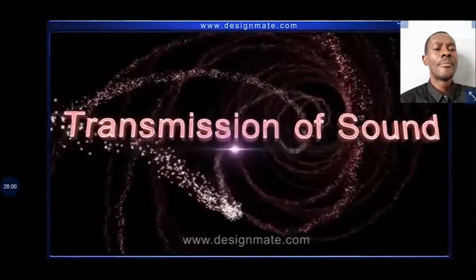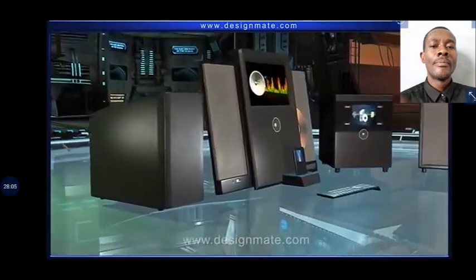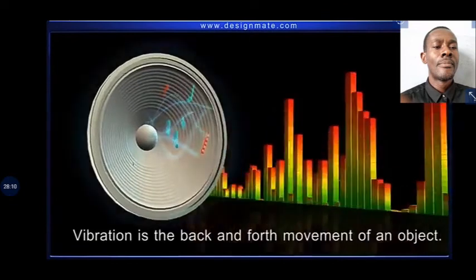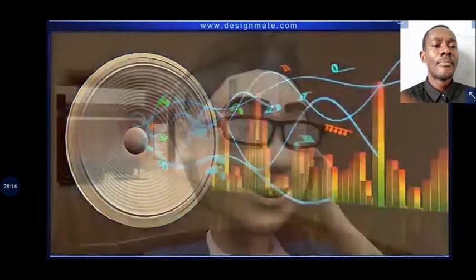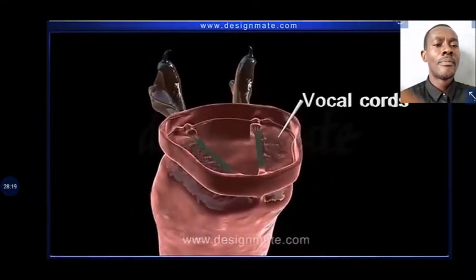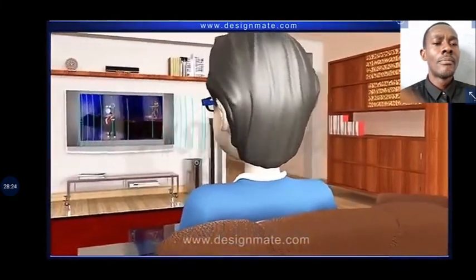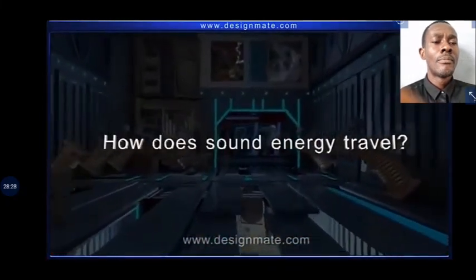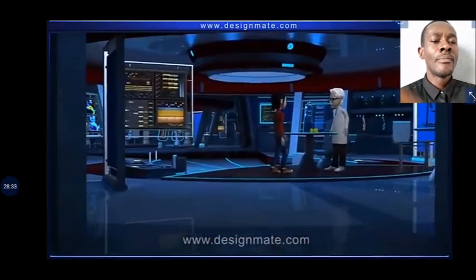Transmission of sound. Every sound is produced by a vibration. Vibration is the back and forth movement of an object. As you speak, vibrations are produced by the vocal cords in the throat. You can hear only when the sound energy reaches your ears. But how does sound energy travel? Wonder how that works? Come, let's go across to Dr. Zook.